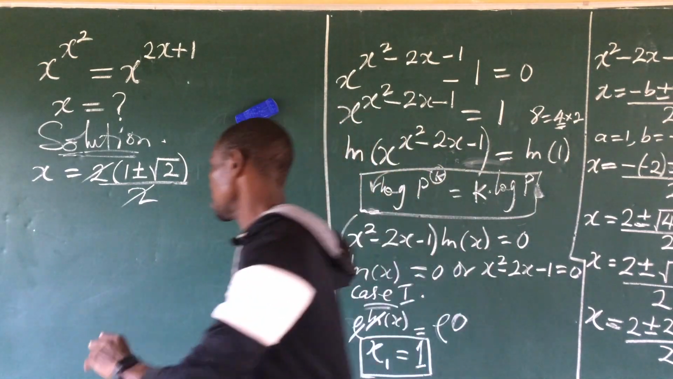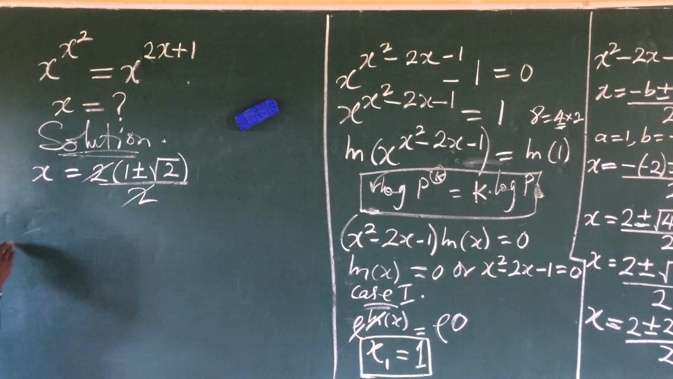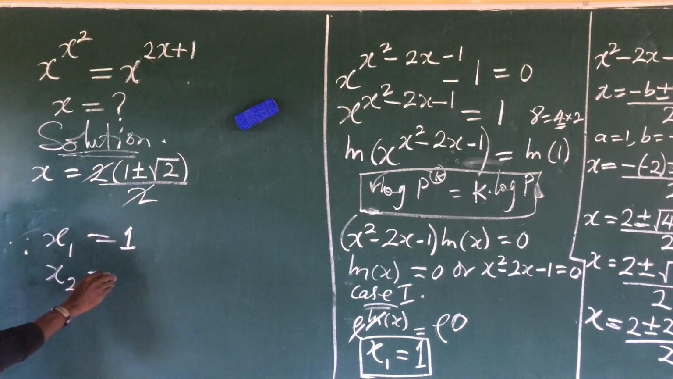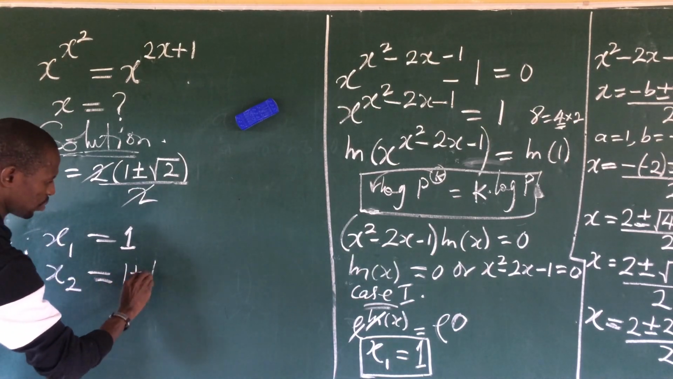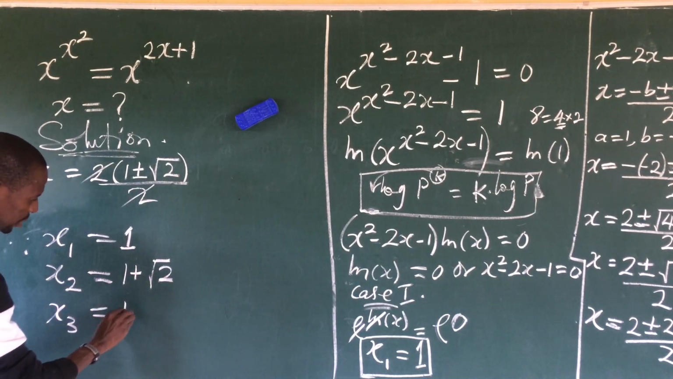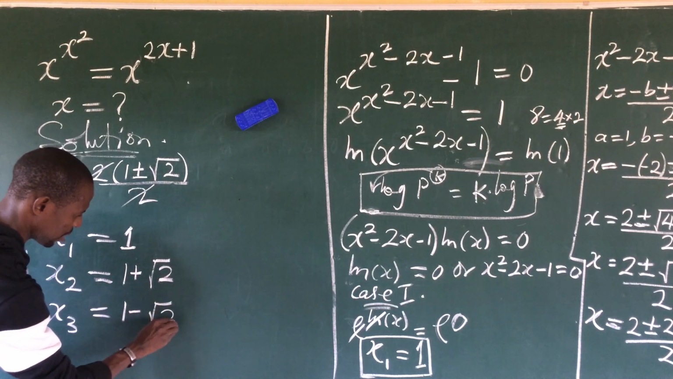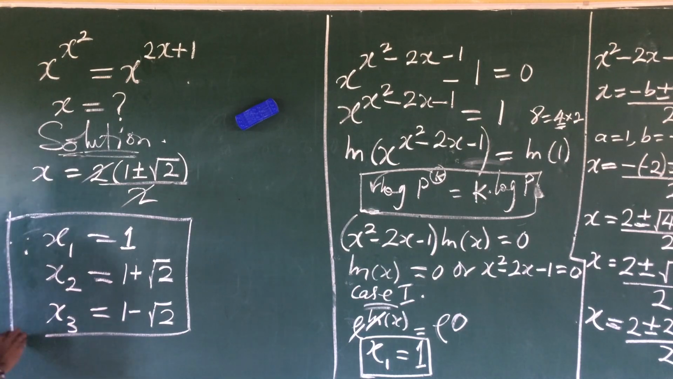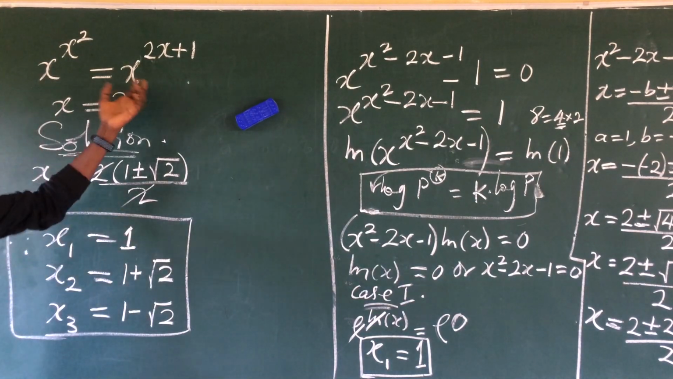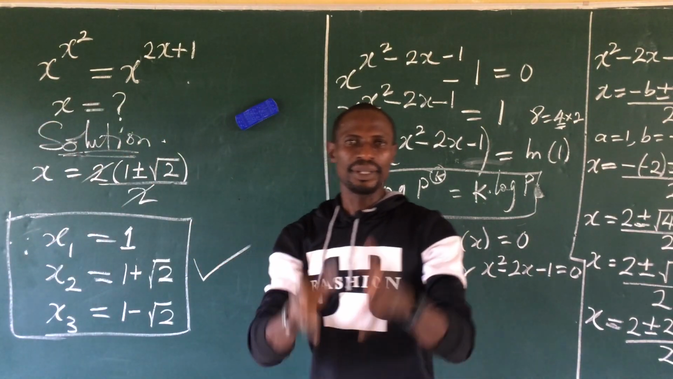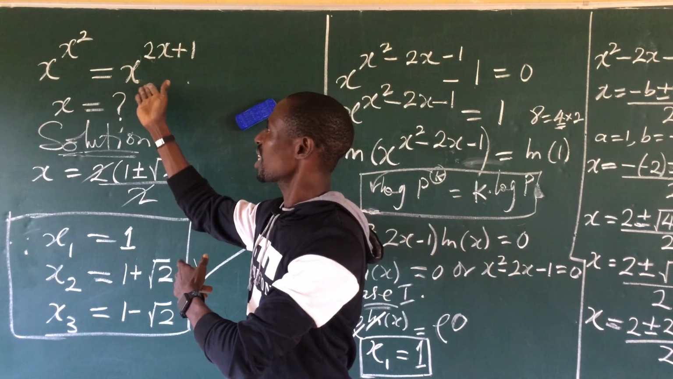So in all, we have three solutions from this exponential equation. We can now say, therefore, our x1 is equal to 1, our x2 is equal to 1 plus the square root of 2, and our x3 is equal to 1 minus the square root of 2. So these are the three roots to our exponential equation. QED. So this marks the end of this exponential equation.